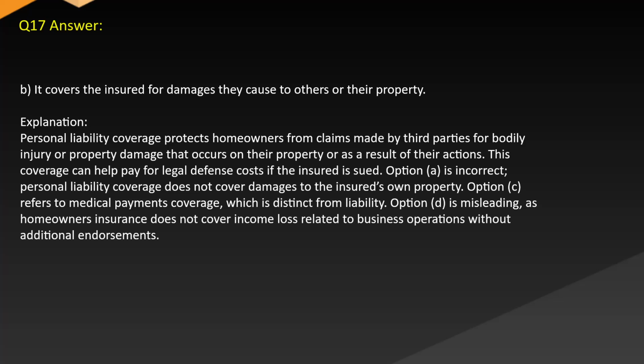Option A is incorrect. Personal liability coverage does not cover damages to the insured's own property. Option C refers to medical payments coverage, which is distinct from liability. Option D is misleading, as homeowners insurance does not cover income loss related to business operations without additional endorsements.